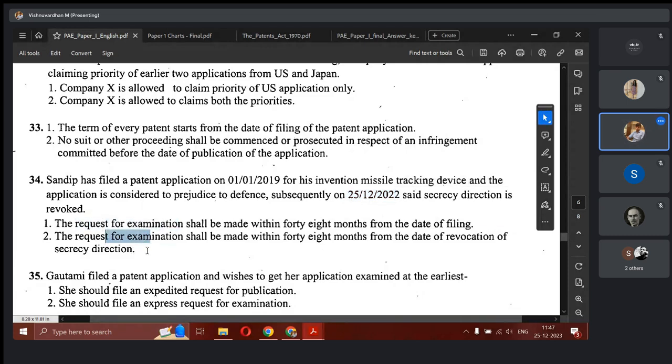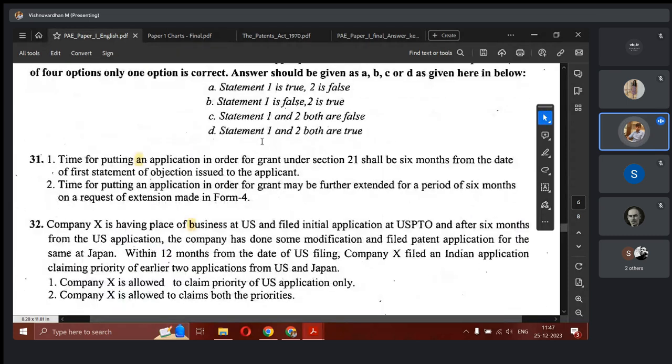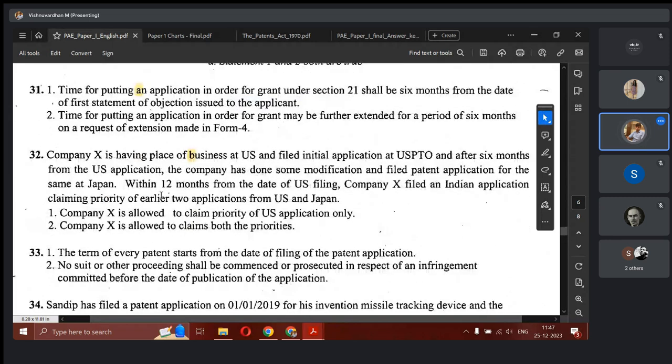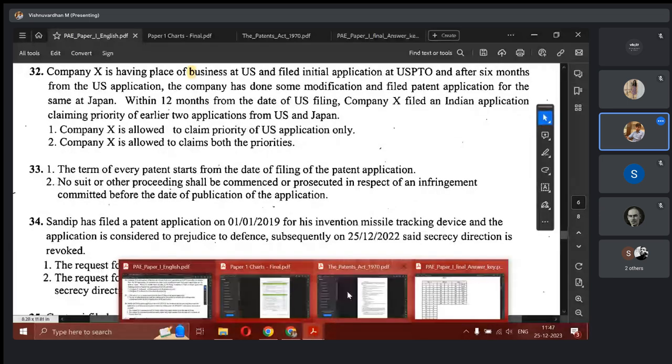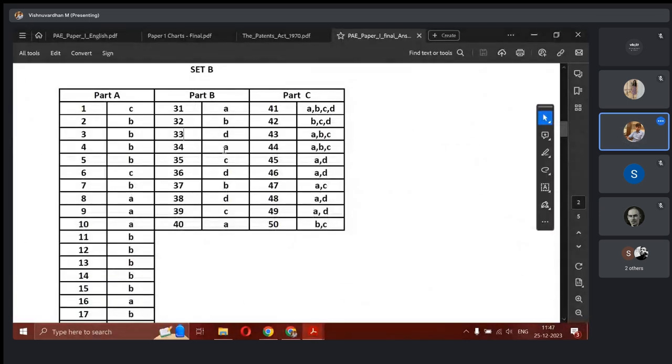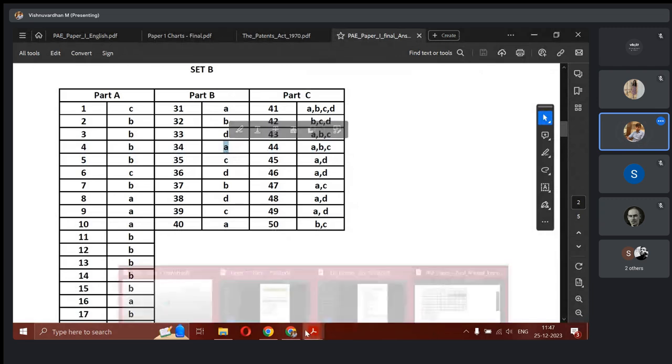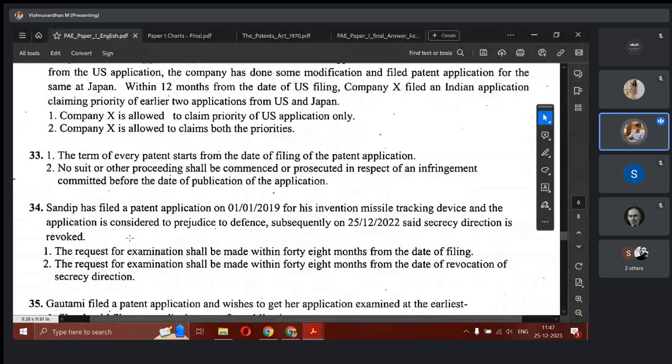So 1 is false, 2 is true. That means if 1 is false and 2 is true, it has to be B. Okay, so is 34 B? A, 34 is A. Okay, complicated, guys. Chalo.